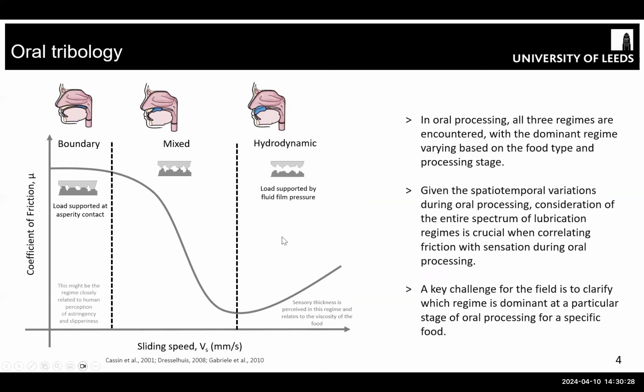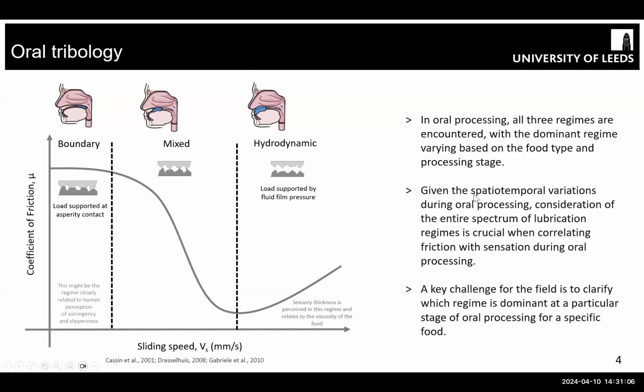During oral processing, we encounter the three regimes normally found during tribological processes, with the dominant regime varying based on the food type and the processing stage that we are in. With our already well-known Stribeck curve, the lubrication behavior of food samples can be understood depending on the different amount of food that is between the rubbing surfaces.